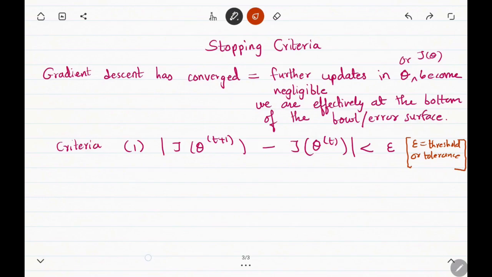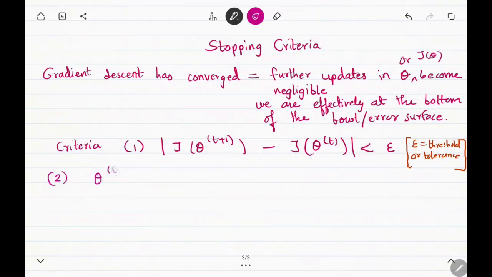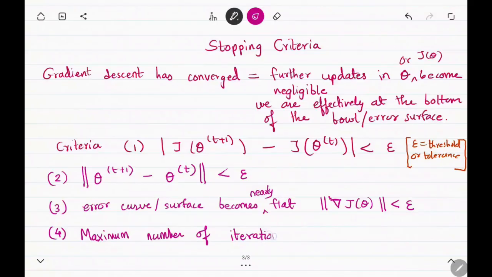Or second, the parameters don't change much. The parameters barely move. So ‖θ_{t+1} − θ_t‖, the change in parameters, is less than epsilon. Or the gradient becomes very small, nearly flat. In the case of the parameters and of the gradient, we are taking a norm because they are vectors. So the L2 norm of ∇J(θ) is less than epsilon. The magnitude of this is less than epsilon. In practice, we also set a maximum number of iterations, so the algorithm always terminates.